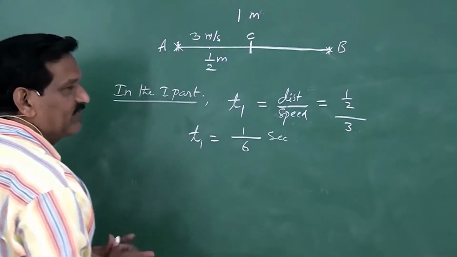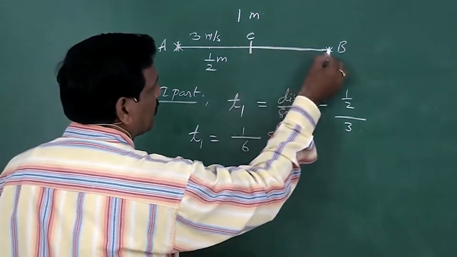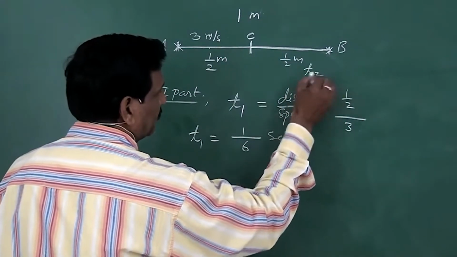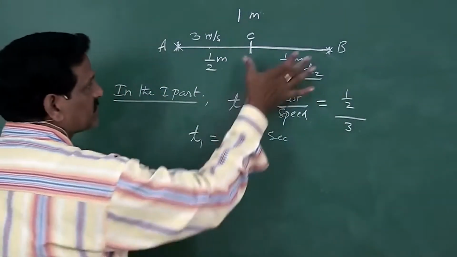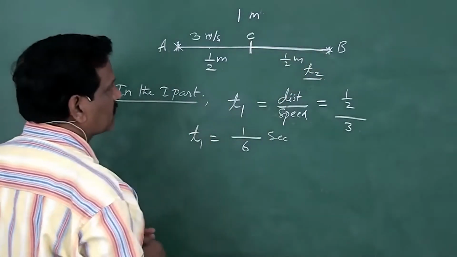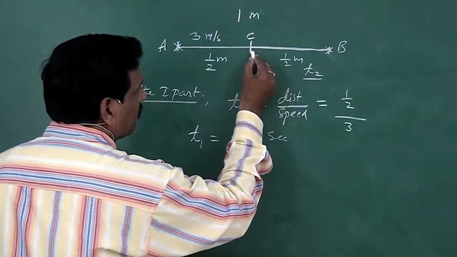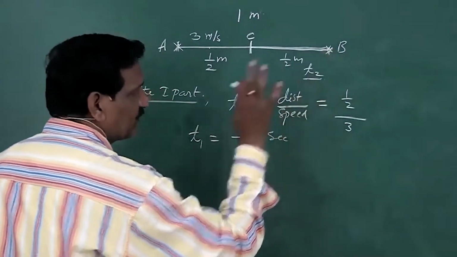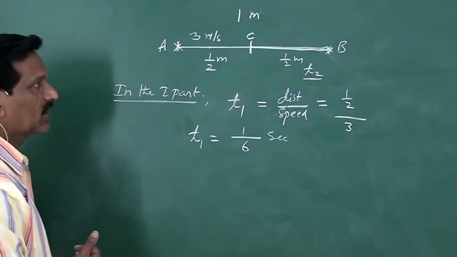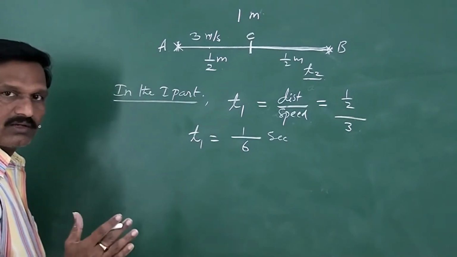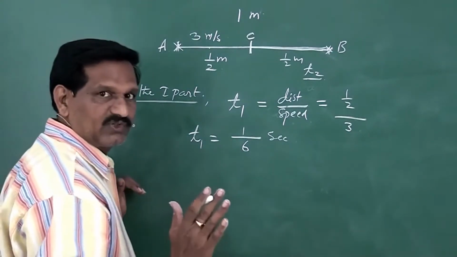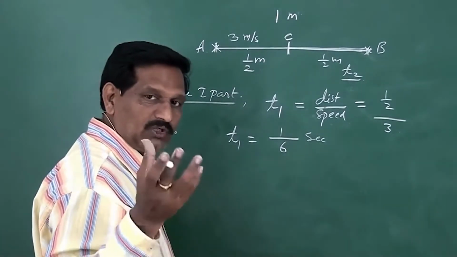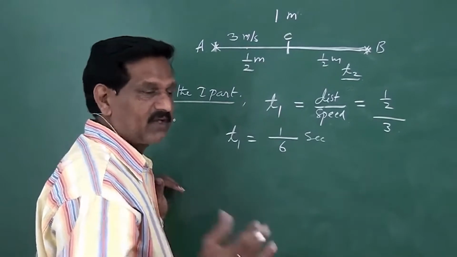Now, let the time taken to cover the second half meter distance be T2. That means the time taken for the car to cover the second half meter distance is T2. Then here the car moves with speeds of 4.5 and 7.5 in equal time intervals.